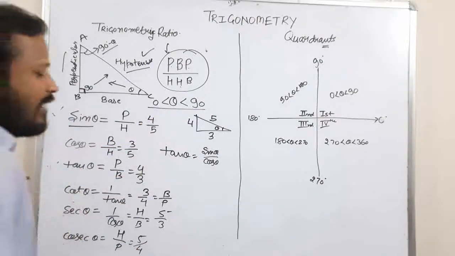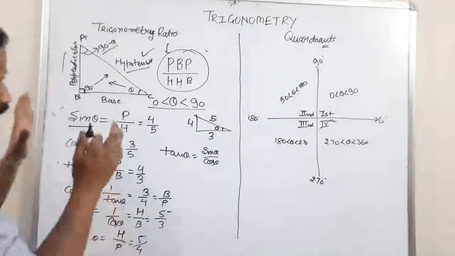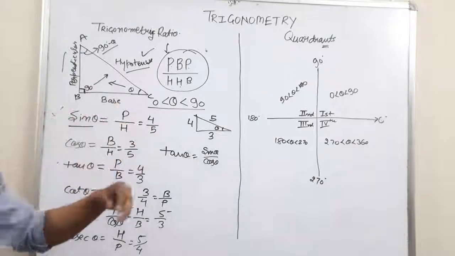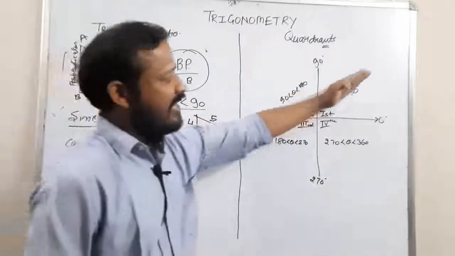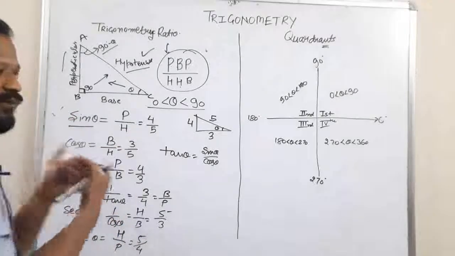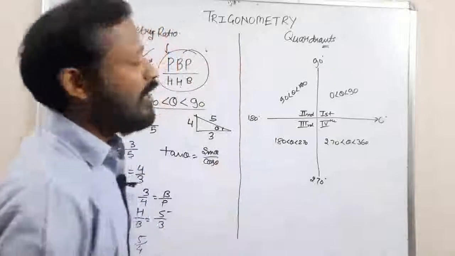So this was about trigonometrical ratios only. We are not considering the values of sine theta, like when the angle is 30 degrees, then sine 30 will be something and cos 30 will be something. We will consider this later. Let's move to the quadrant system.